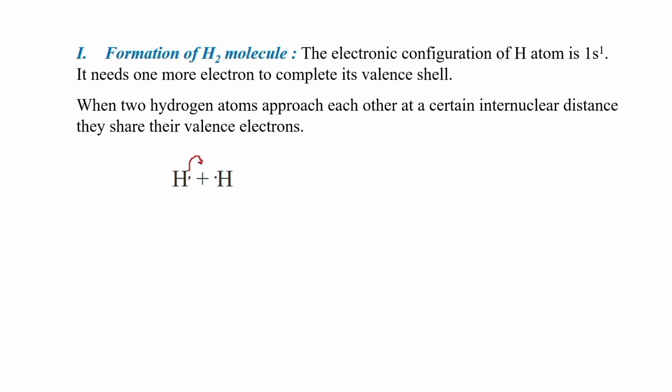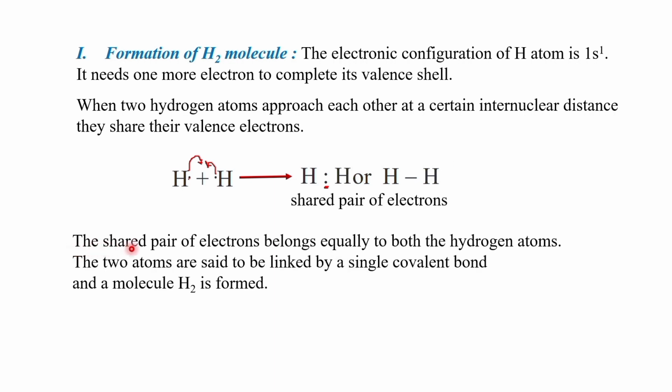Each of the hydrogen atoms shares one electron to form a shared pair of electrons, and this shared pair of electrons lies completely in between the two hydrogen atoms, and this is a covalent bond, and this pair is represented by a dash. The shared pair of electrons belongs equally to both the hydrogen atoms. The two atoms are said to be linked by a single covalent bond and a molecule H2 is formed.